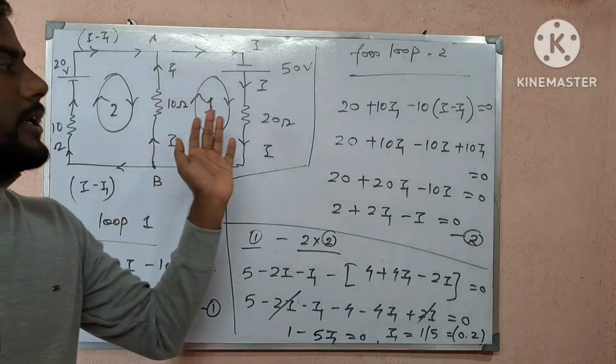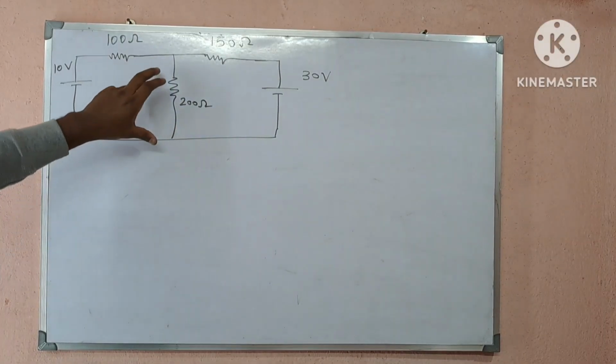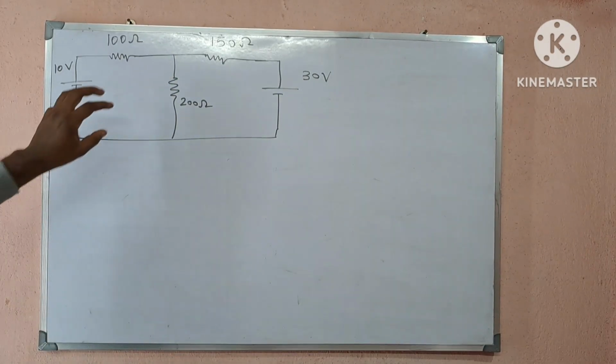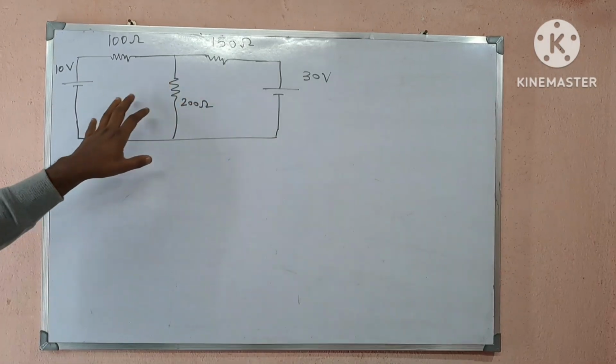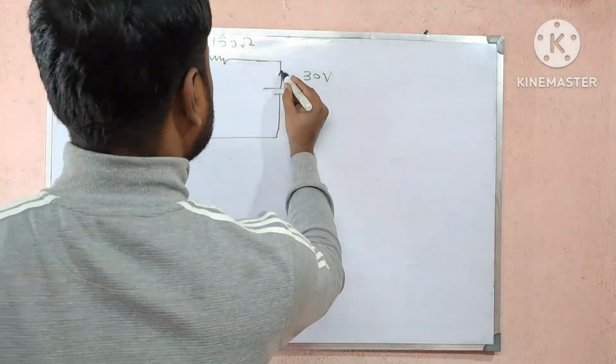We will do another numerical on the basis of KVL. See this circuit carefully. Here you have to find the value of current flowing through this 200 ohm resistor. So these are two closed circuits. We can easily apply KVL here, and among these two batteries, this one is larger. So we have to break the current from here.